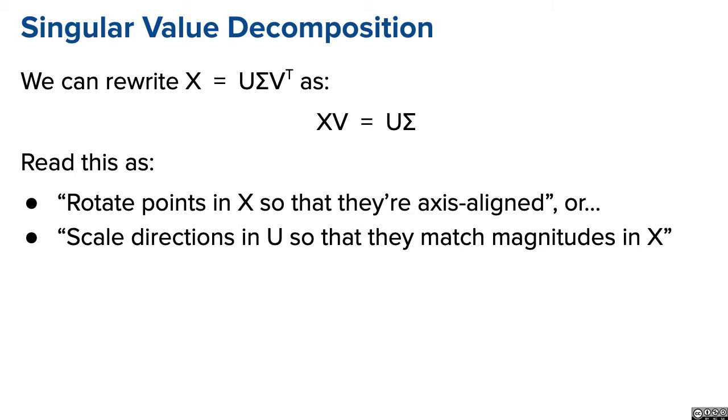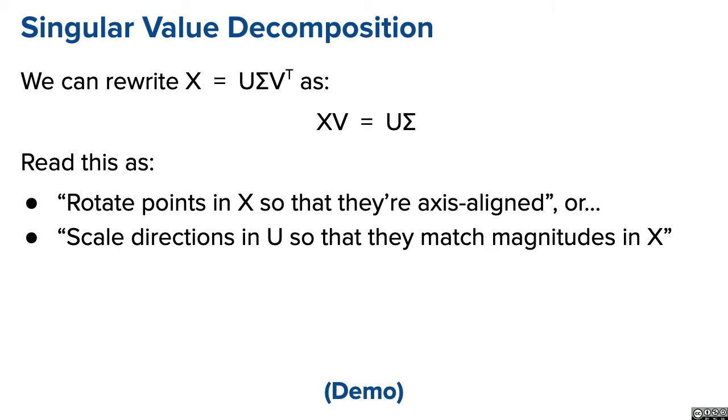Or I can read the right-hand side as: I have directions in U, and multiplying by sigma scales those directions. Because U is orthonormal, it has some directions, but all those directions are unit vectors. They all have length 1. And sigma says scale those directions so that they match, roughly speaking, the magnitudes of X. X doesn't have unit vectors inside of it, but if you multiply U by sigma, it'll match the magnitudes in X. So it's a very hand-wavy, intuitive way of looking at it. I'm just trying to give you some more perspectives on this expression.